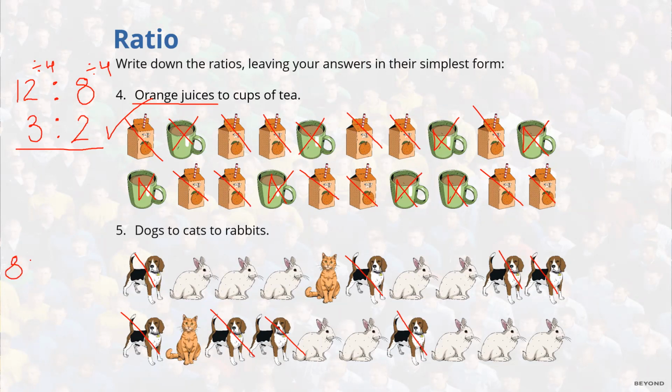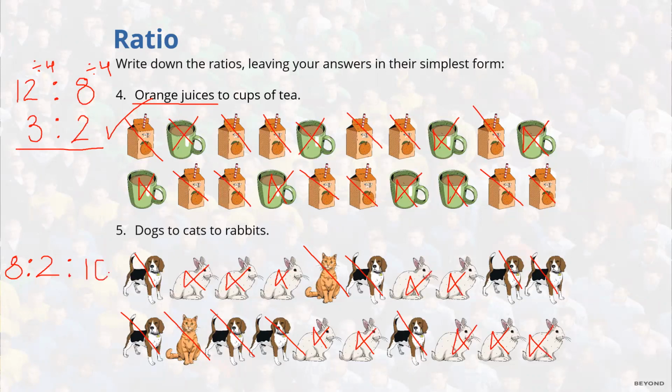What else after the dogs? Count all the cats. How many cats are there? 1 and 2. Very good. 2 cats. And then after that, we do what? Count all the rabbits. How many rabbits do we have? 1, 2, 3, 4, 5, 6, 7, 8, 9, and 10. Very good.